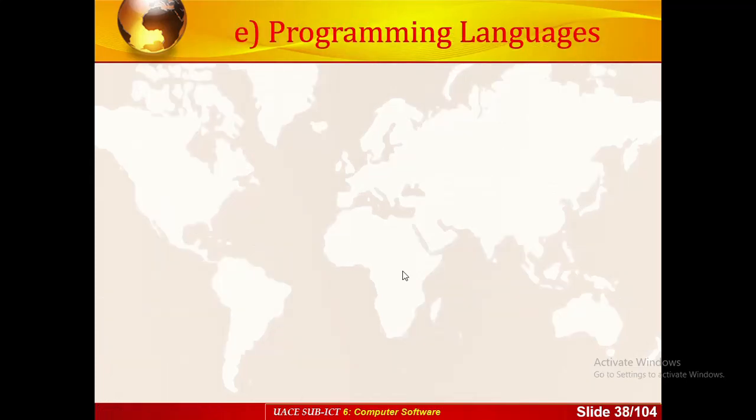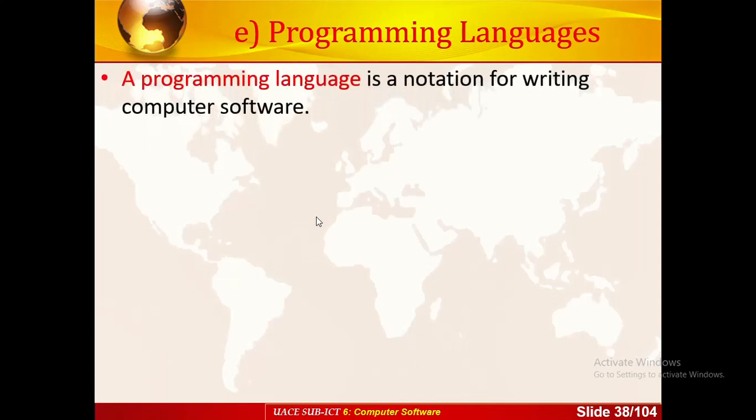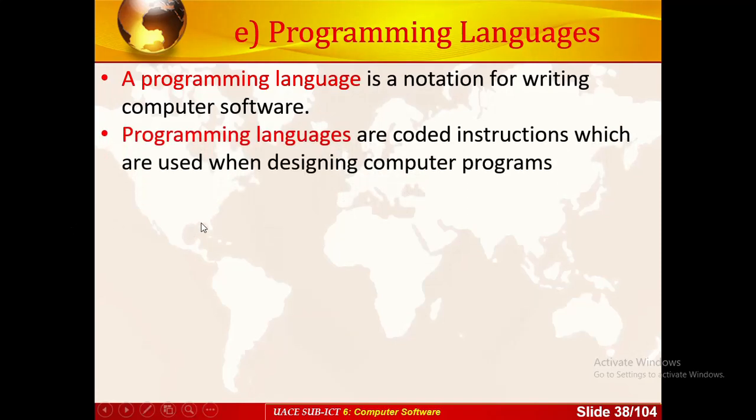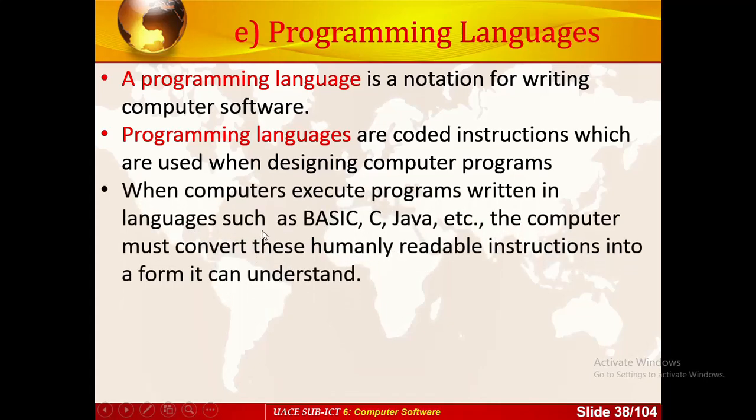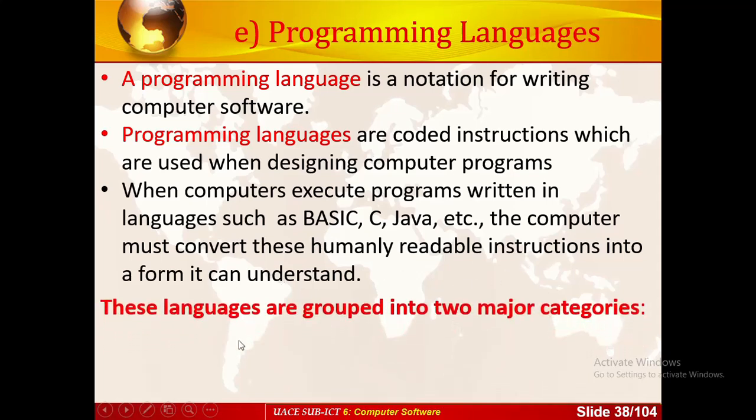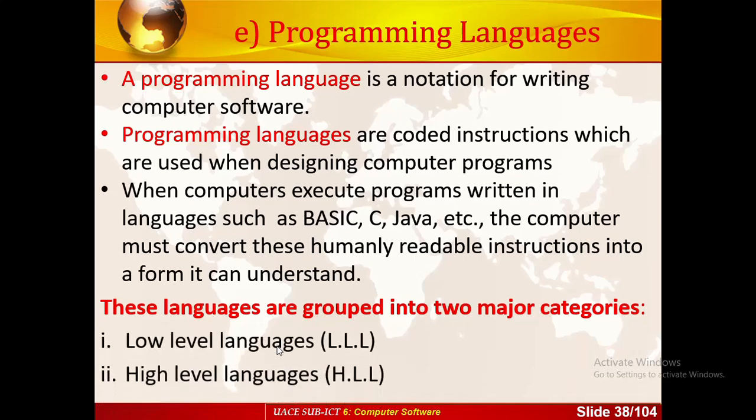Then we can also talk of the programming languages, which is one of the last categories of the system software. We have the notation for writing computer software. Programming languages are coding instructions which are used in designing computer programs. When I write a complex executable program in a language such as BASIC or Java, the computer must convert this human language into an instruction form it can understand. So there are two categories of programming languages. We have low-level languages and we have high-level languages.